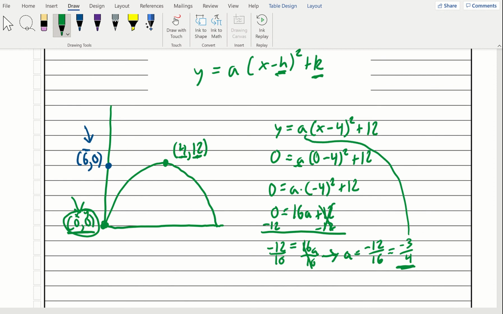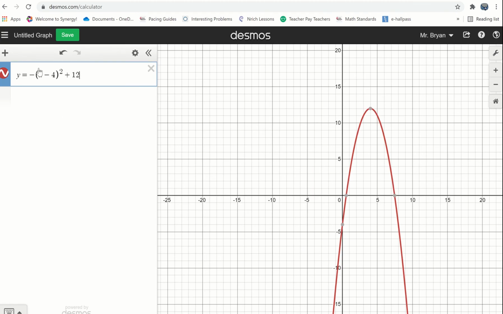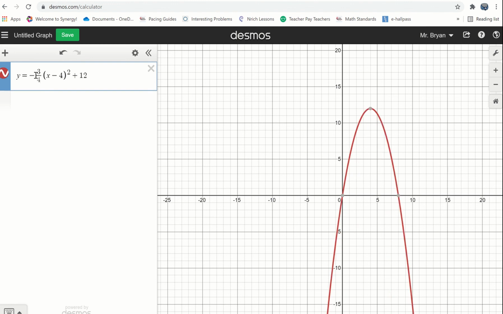So what I'm going to do with that is I'm going to take that and plug it back in for A here. So I'll say y equals negative 3/4 times (x minus 4) squared plus 12. And now I can test that on Desmos and make sure that I did it correctly and make sure it goes through the spots that I want here. So I'm going to go over here to Desmos. I have a negative. I'm going to go 3 divided by 4. And now I notice that number is correct and it goes through the point 0, 0. So I can see my starting point is correct, my vertex is correct, and then if I want to find when it hits the ground, I can find that as well, and that'll give me all the information I need.